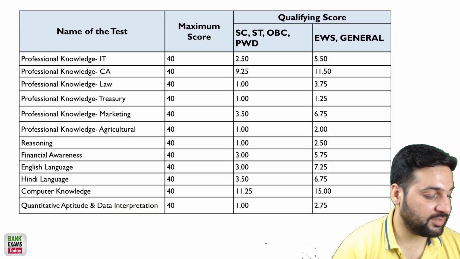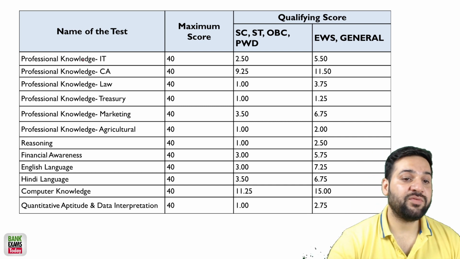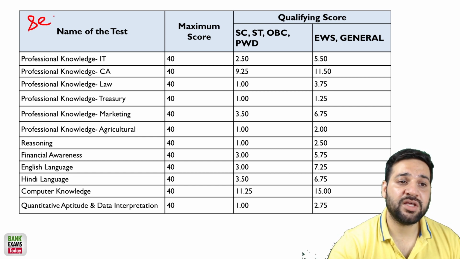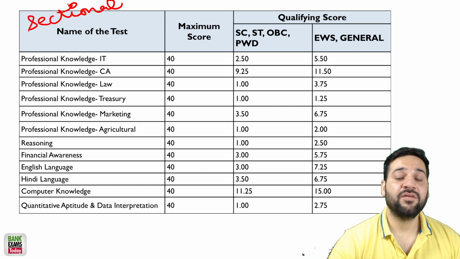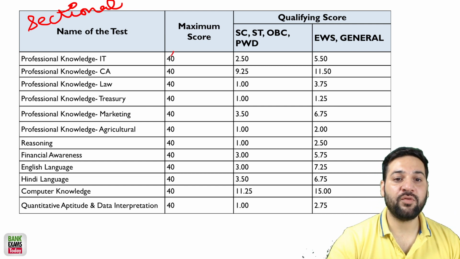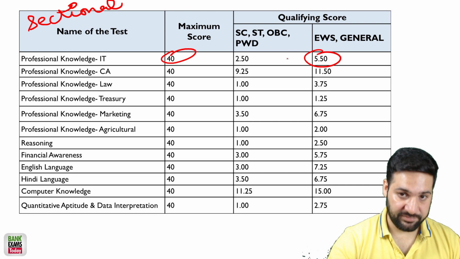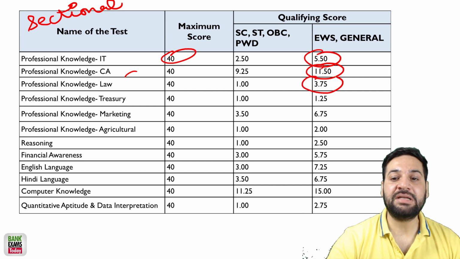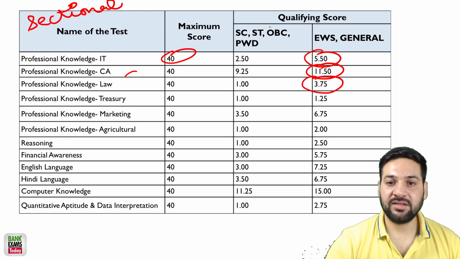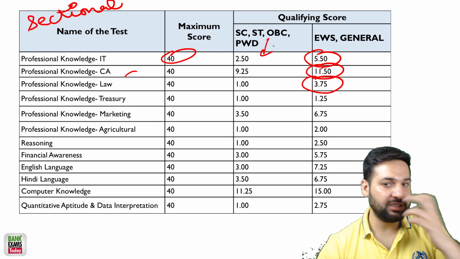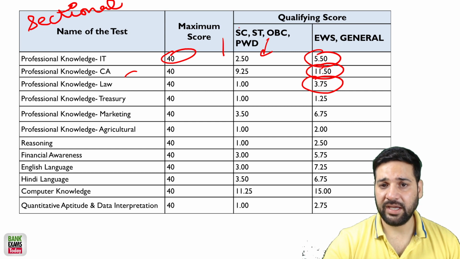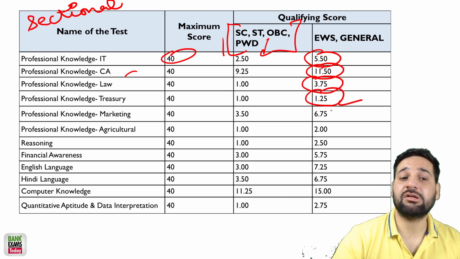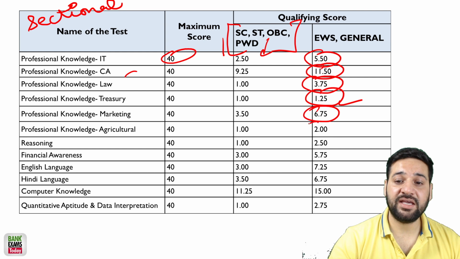So this is the exam cutoff. This is the sectional cutoff for professional knowledge IT. Out of 40, for general it was 5.5, for CA it was 11.5, for legal officer it was 3.75. And this is the cutoff for the SC, ST, OBC and PWD category candidates. For treasury officer it was 1.25, this is the sectional cutoff. Marketing officer 6.75, agriculture 2.